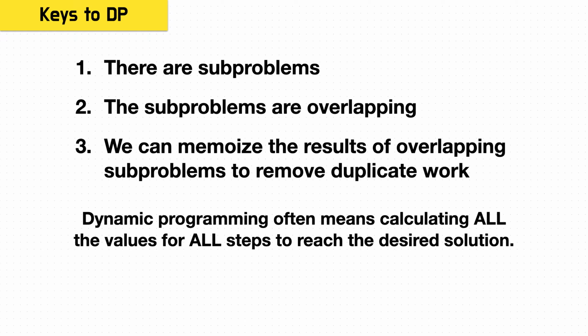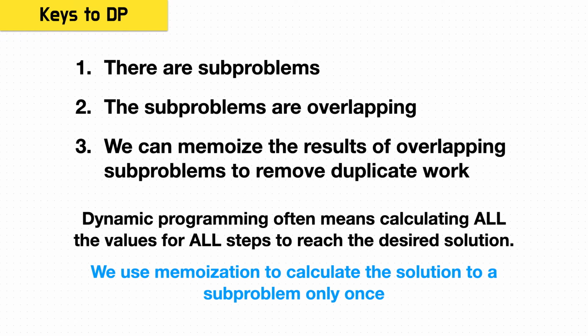So dynamic programming often means calculating all the values for all the steps to reach the desired solution. And this is sometimes a mental hurdle for developers to get over when they're first learning dynamic programming. It can sound inefficient to calculate all these values, but oftentimes this is just the only way to solve the problem. But the way we optimize and improve on it is by using memoization to store the results from the subproblems, so we only perform calculations once and remove duplicate work.